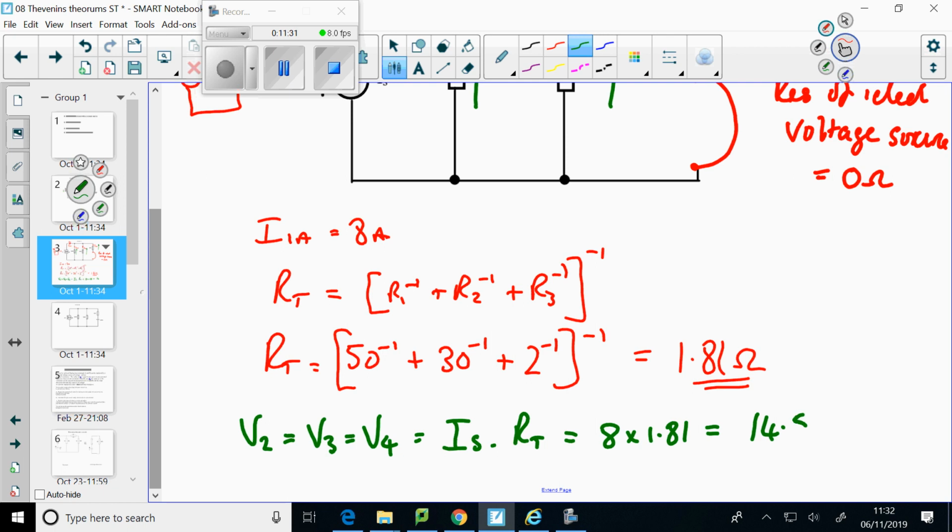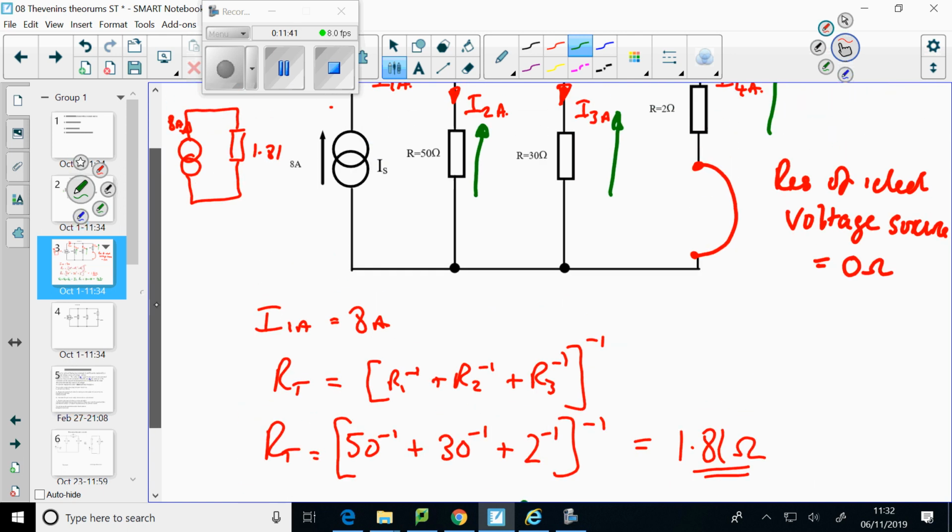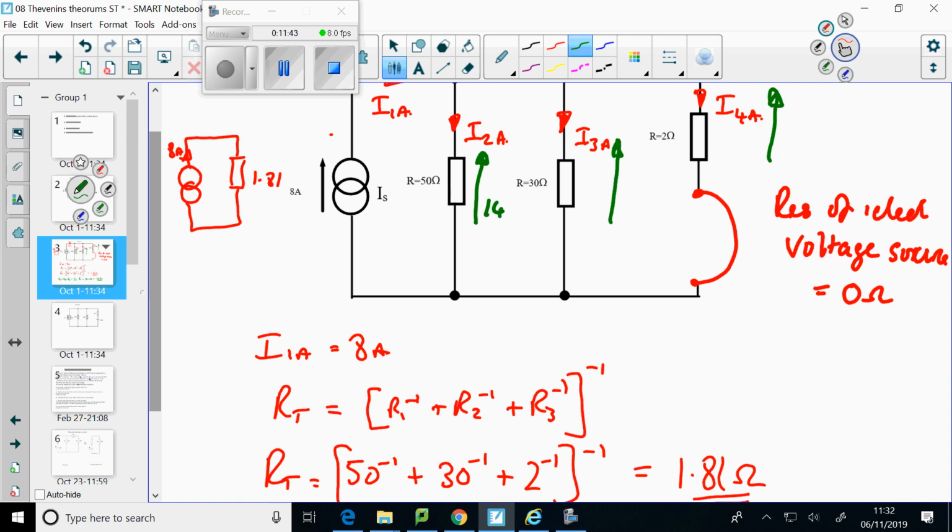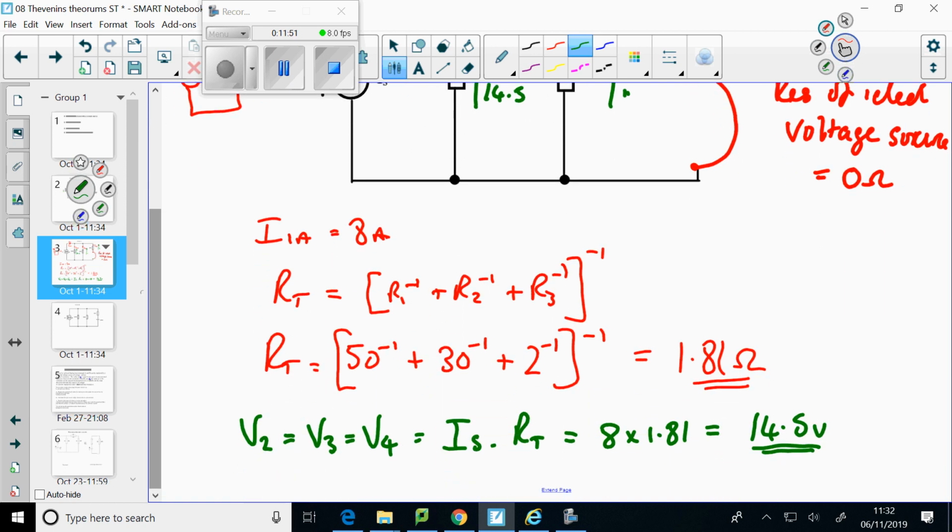14.5, yeah? 14.5 volts. Alright, now we know that voltage, 14.5 volts, and that's the same for all of them, because they're all in parallel. We can use that voltage to calculate our individual currents.